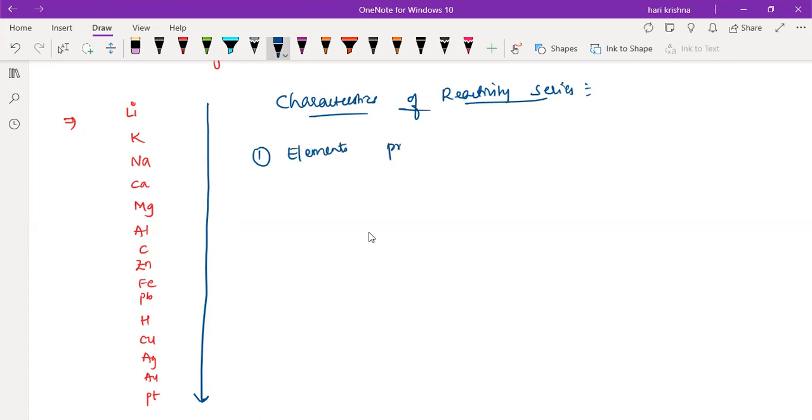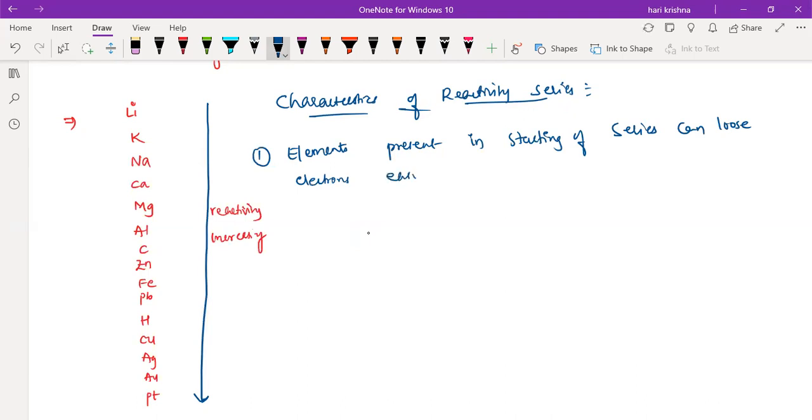Elements present. So top to bottom, what is happening? Reactivity is increasing. Actually, I didn't write that one. Reactivity increasing. Okay. So elements present in the starting of the series can lose electrons easily. That is the first characteristic.